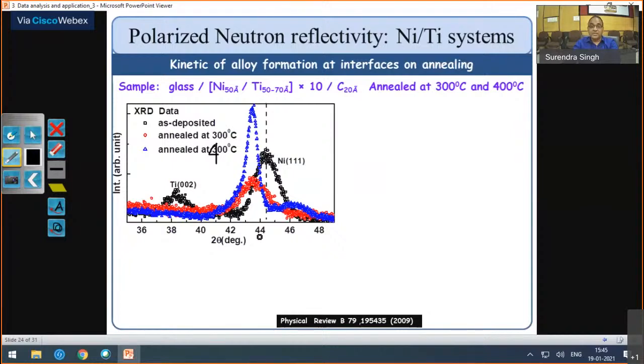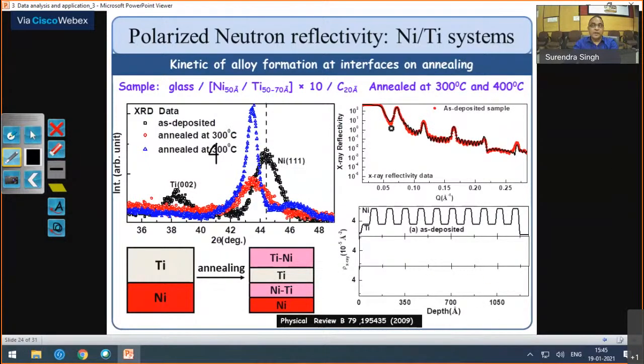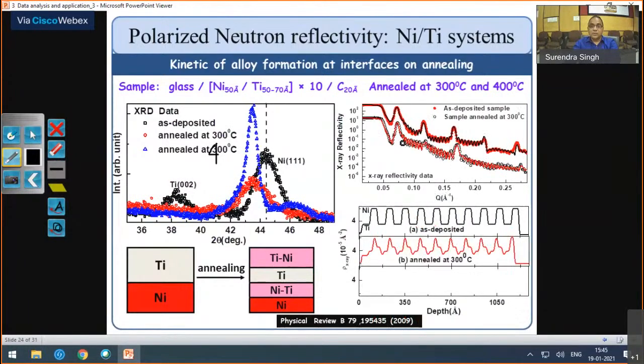Then what we did next: so what is happening? This is a nickel titanium bilayer. When we anneal, we have alloy forming at the interfaces. We did X-ray reflectivity. Again, nice Bragg peaks are coming, and nice bilayer repetition structure is there for as-deposited. Then at 300 degrees Celsius there is a modification in reflectivity data, and we found at the interfaces there is alloy formation happening. And then at 400 degrees Celsius, we have completely alloy forming at the interfaces.